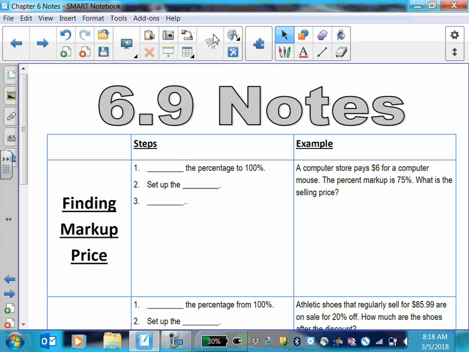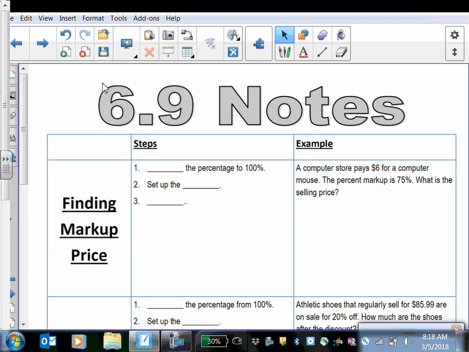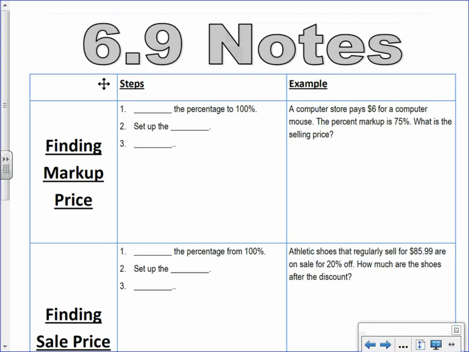Ratios, you're still going to be setting up ratios. You're still going to be cross multiplying and dividing. You're just going to have to figure out how to set those up a little bit different. So let's start with markups because that's probably a little bit foreign to you because you all typically don't figure out the markups. Discounts you all probably do. If something's 50% off, you all know how to do that. So we're going to start with finding markup price.